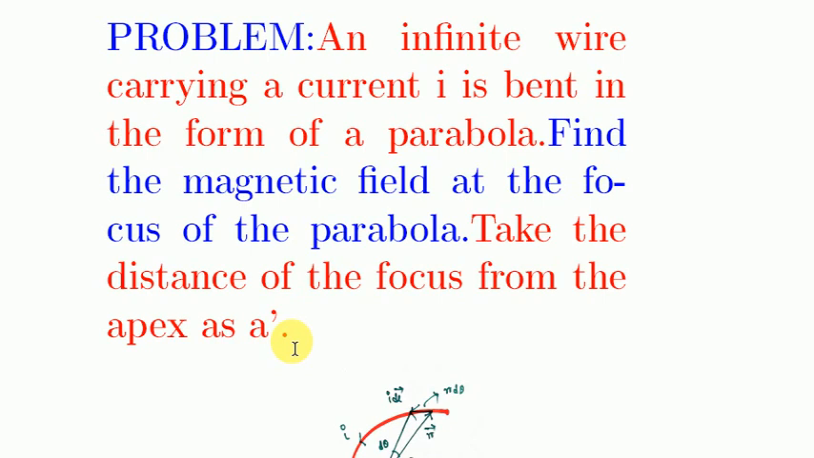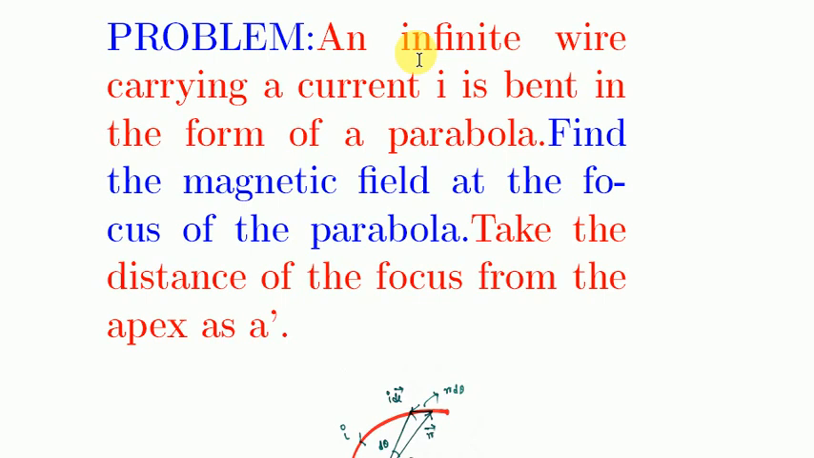So this is the problem. A conductor is bent in the form of a parabola and is carrying a current I, and we have to calculate the magnetic field due to this current at the focus of this parabola. An infinite wire, not a finite wire, in the form of a parabola.